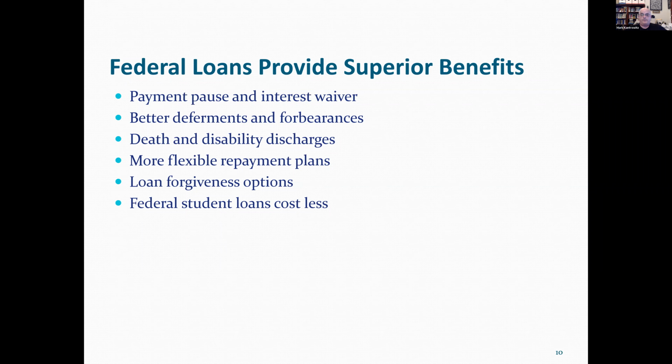Now, there are better deferments and forbearances on federal loans than on private loans. Federal loans have an economic hardship deferment and an unemployment deferment. These deferments are longer and their forbearances are longer than on private loans. For federal loans, it's up to 3 years. On private loans, it's typically up to 1 year in total duration. And the federal government pays the interest on subsidized loans during a deferment.